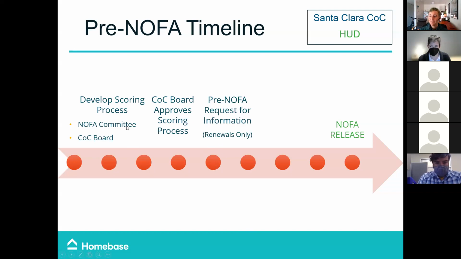And then once we've approved our scoring process for the year, we start collecting information from our existing grantees, because all of our existing grants are scored each year as well and evaluated. So we'll have to get some information from those existing grants that we're going to use to score them. And then we have an initial, what we call a pre-Nofa or pre-Nofo review and rank panel, where we do a little bit of this scoring and evaluation ahead of time just for renewal projects. This is purely because of how heavy a lift the scoring is.